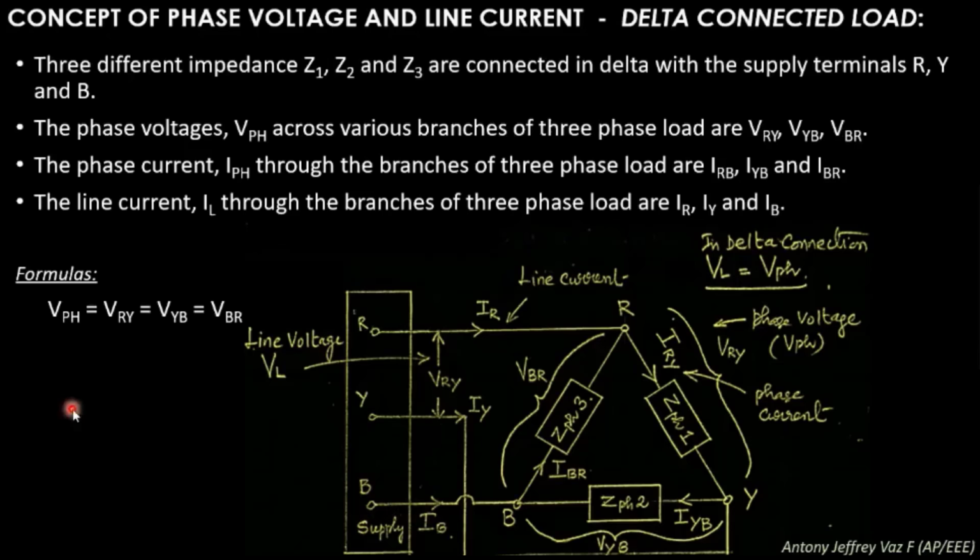The formulas used are V phase is equivalent to VRY equal to VYB equal to VBR. We know the line voltage will be equivalent to phase voltage in delta connected loads, whereas the phase currents are represented as IRY, IYB, and IBR, whereas the line currents are represented as IR, IY, and IB.